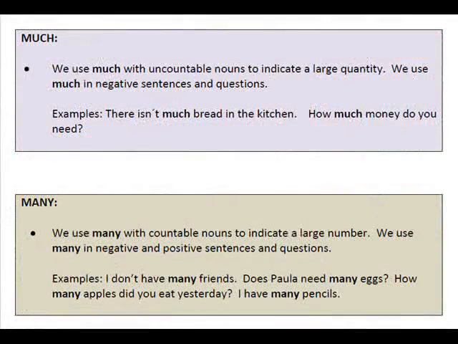Much. We use much with uncountable nouns to indicate a large quantity. We use much in negative sentences and questions. Examples: there isn't much bread in the kitchen. How much money do you need?